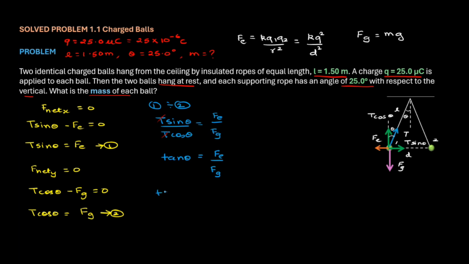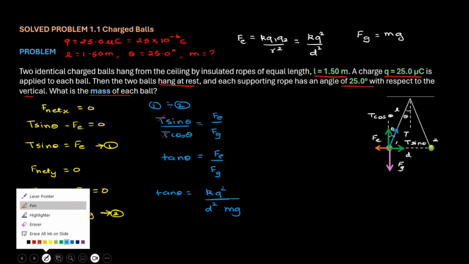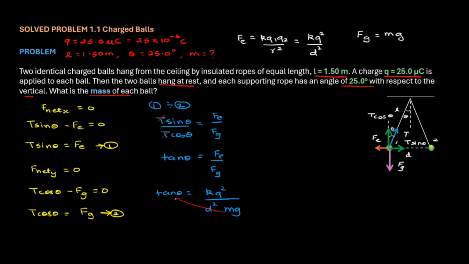So I get tan theta equal to Fe, which is kq squared over d squared, and Fg, which is m into g. I want to calculate m, so I can rearrange my terms. I will move m to the top and bring tan theta down. We are going to swap them, or cross multiply them. That way we get m equals kq squared over d squared g tan theta.